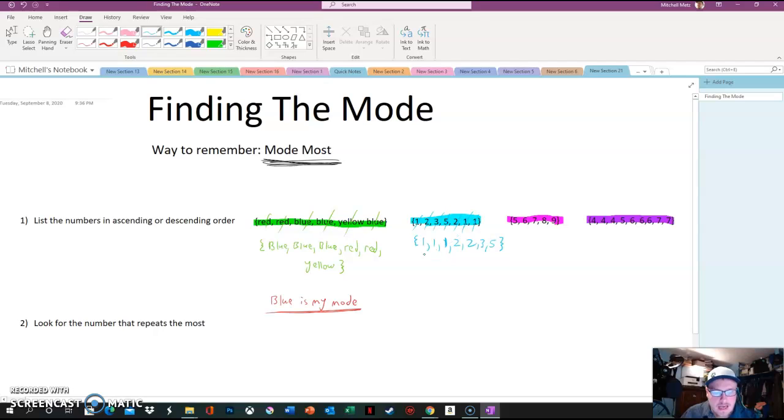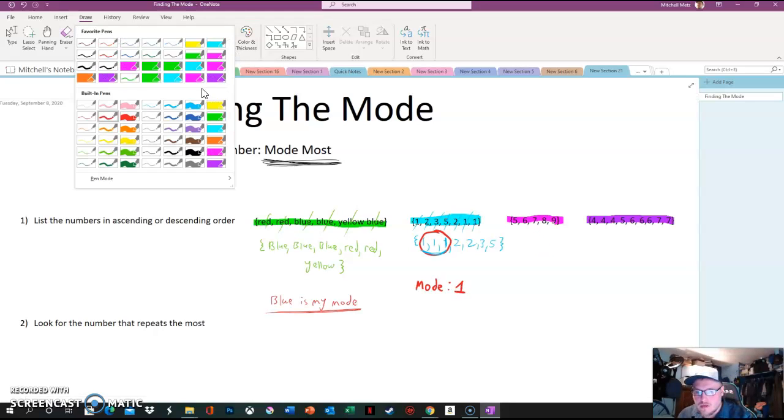So now that I've done that, I can see I have 3 1s, 2 2s, 1 3, and 1 5. So my 1s are repeating the most. Because these are repeating the most, this is my mode. So my mode for this one is 1.